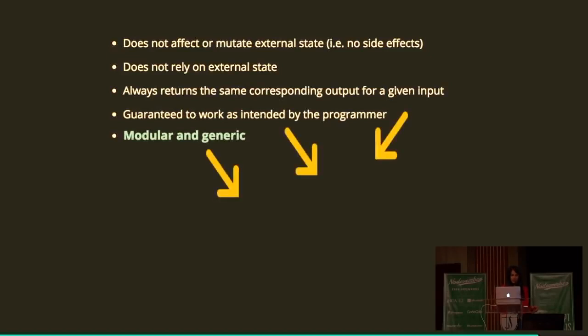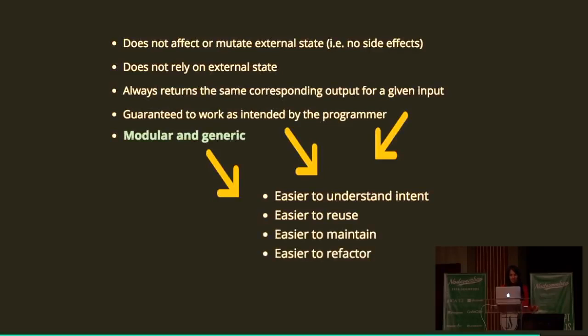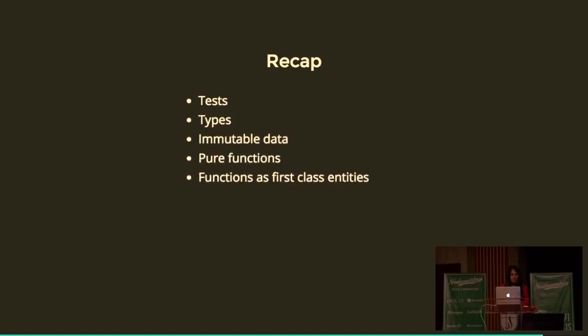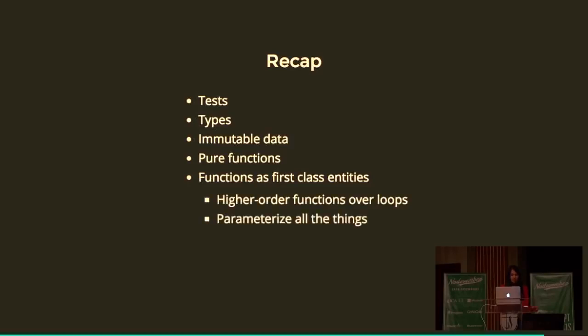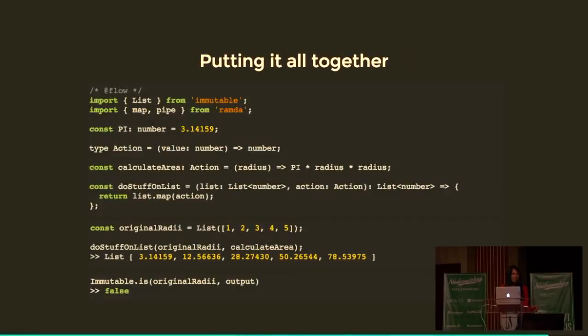So when you have all these, what you get is code that's easier to understand the intent of, easier to reuse, easier to maintain, easier to refactor, easier to test, and easier to reason about. So recap, we talked about tests, types, immutable data, pure functions, functions as first class entities, and within that we talked about higher order functions over loops, parameterizing as much as you can, composition, and partial application. So I'm not going to leave without putting it all together in one, of course.